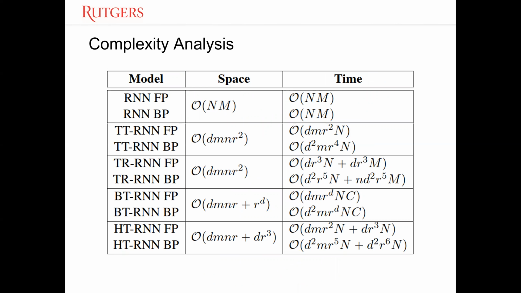To better understand the impact of HT decomposition on RNNs, we analyze the theoretical complexity of HT-RNN and compare it with the vanilla uncompressed RNN, as well as other tensor decomposition-based RNN models. This table summarizes the space complexity and time complexity of different RNN models. It is seen that compared with the other compressed RNN models using tensor decomposition, HT-RNN has the lowest space complexity to store the model parameters.